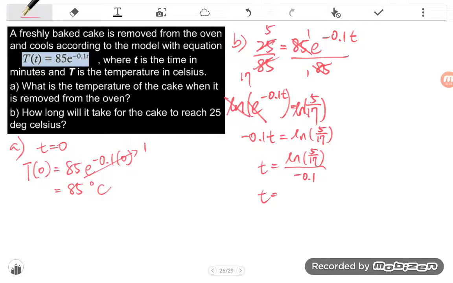And if I put that in my calculator, just give me a second here. This is 5 over 17, and then I divide by negative 0.1. My t will be approximately 12.2, and the time in this case is in minutes. Actually, let me rephrase that. I should say that when I take the cake out, after approximately 12.2 minutes, my cake will reach 25 degrees Celsius.